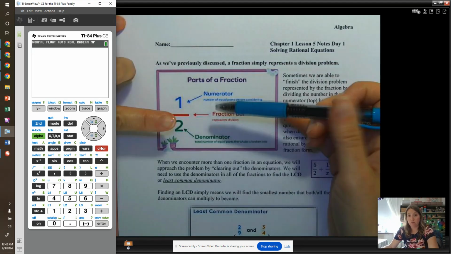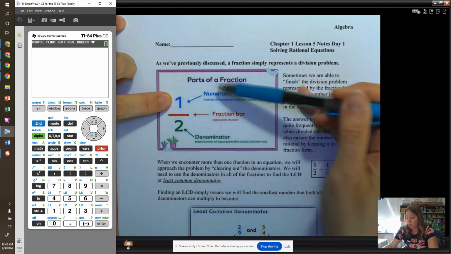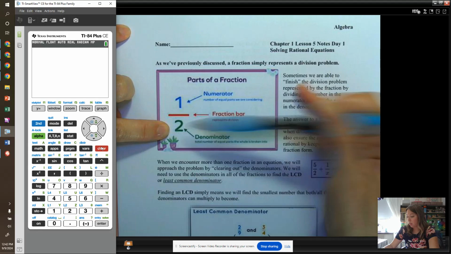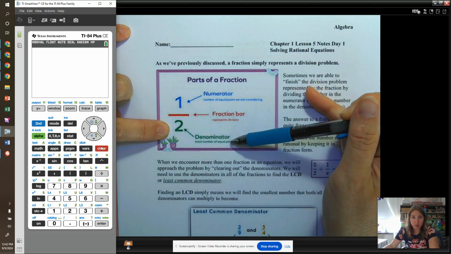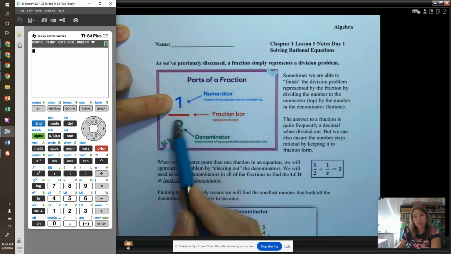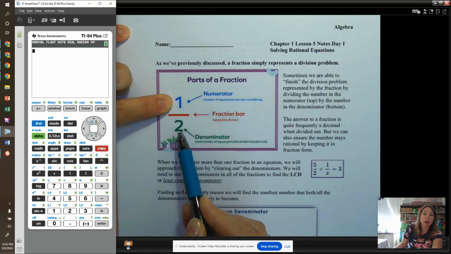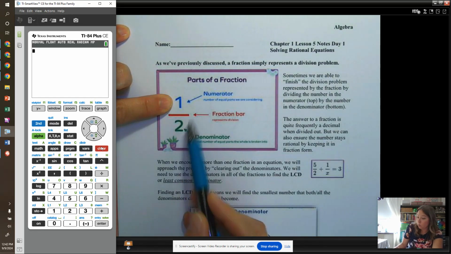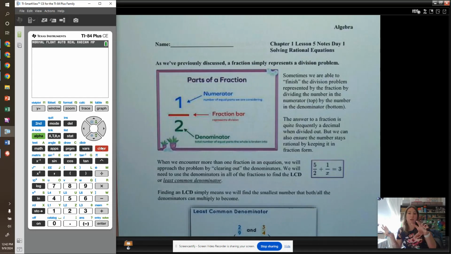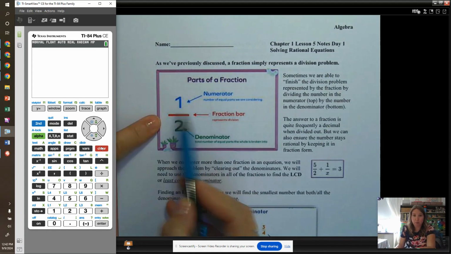In a fraction, the top number, the numerator, is being divided by the bottom number, the denominator. The top number needs to be divided into an equal number of pieces indicated by the bottom number, the denominator. So 1 needs to be divided into 2 pieces, and we call each of those pieces 1/2 of that whole piece. Okay. A fraction bar represents division, right?